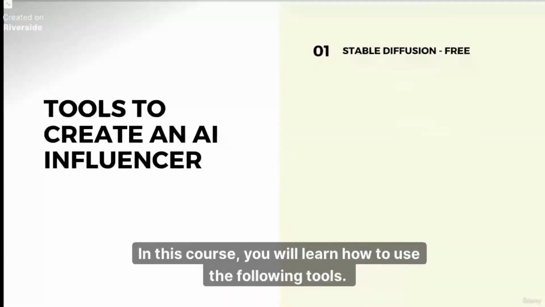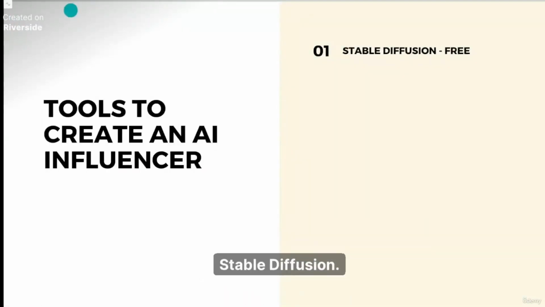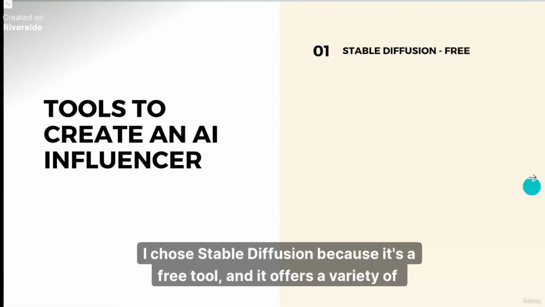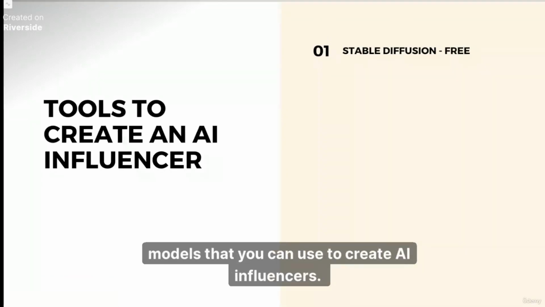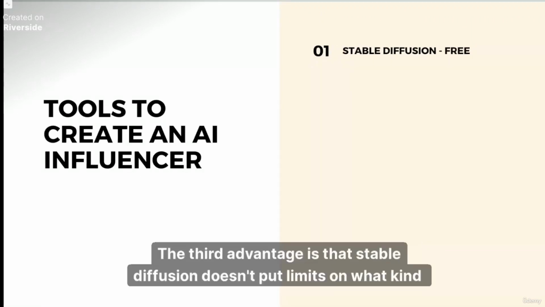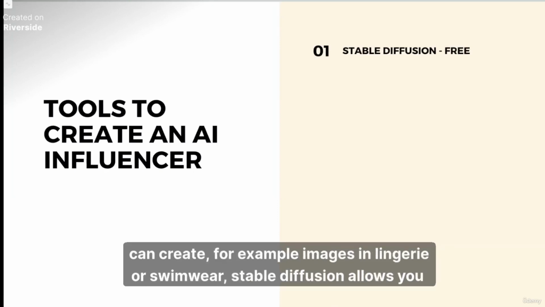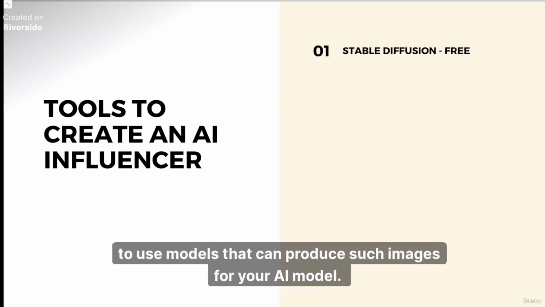In this course, you will learn how to use the following tools. Stable Diffusion. I chose Stable Diffusion because it's a free tool and it offers a variety of models that you can use to create AI influencers. The third advantage is that Stable Diffusion doesn't put limits on what kind of images you can create. Comparing it with other software that has regulation around what kind of images you can create, for example, images in lingerie or swimwear, Stable Diffusion allows you to use models that can produce such images for your AI model.